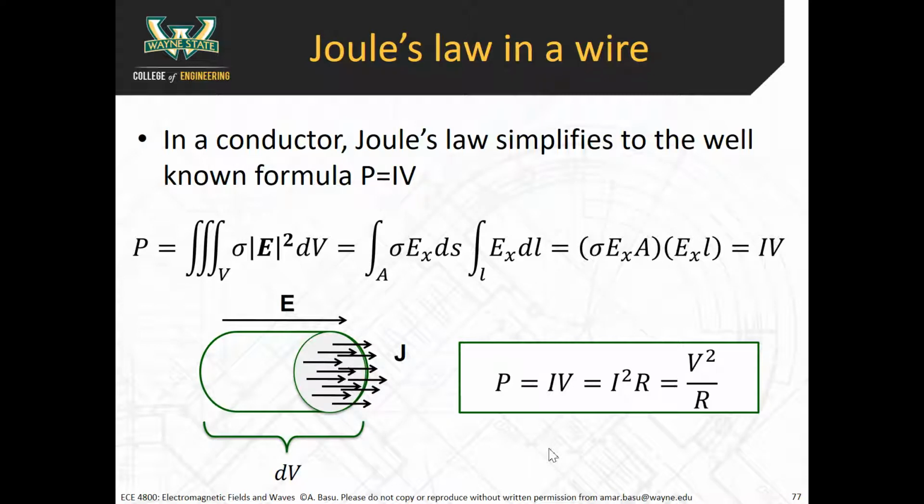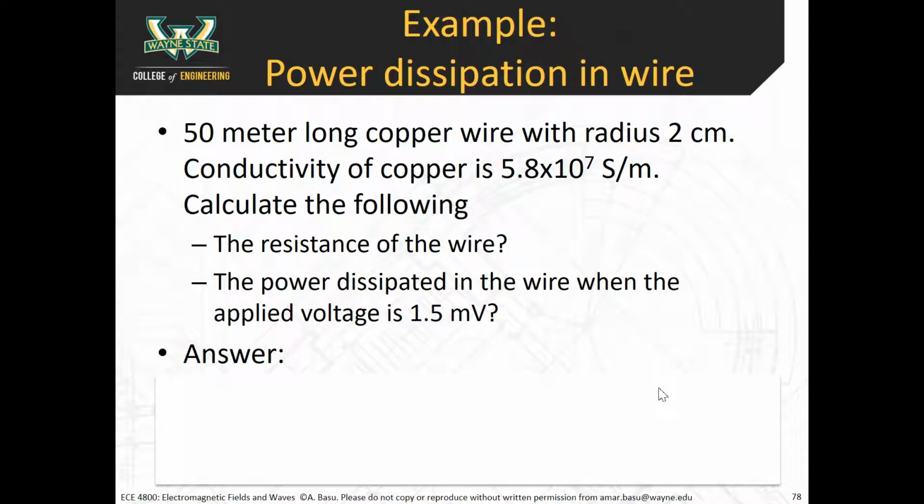Under those assumptions, Joule's law simplifies into just I times V. It simplifies into the same thing that you have seen in your circuits classes. P equals IV is equal to I squared R is equal to V squared over R. You'll have a problem like this in your homework. Easy problem. So this is the type of problem that you'll see in your homework.